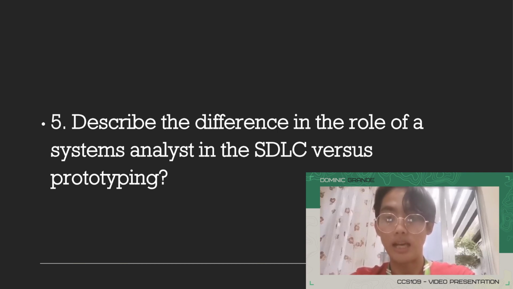The analysis in prototyping is the process of building a model of a system, in terms of an information system. Prototypes are employed to help system designers build an information system that is intuitive and easy to manipulate for end users. So that's all, thank you. That is the difference in the role of system analysis in the SDLC and prototyping.